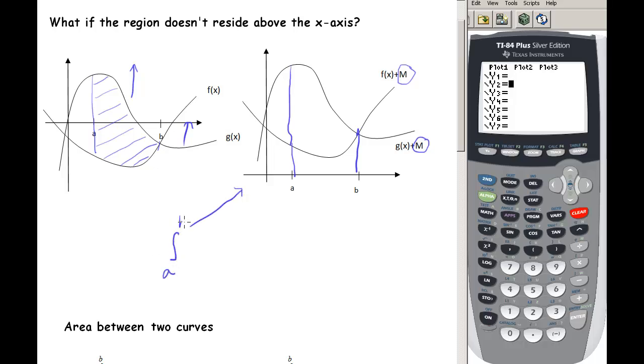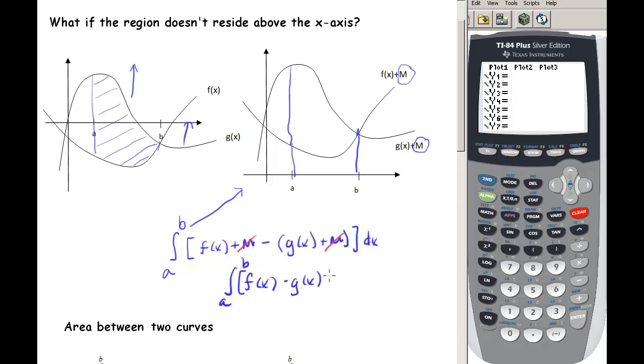This would be a to b. We're going to have f of x plus m, and then minus g of x plus m dx. And if you look here, when you combine like terms and distribute this negative sign here, we have a plus m and a minus m, and they cancel each other out. So we just end up with the integral from a to b of f of x minus g of x dx. So it's the top curve minus the bottom curve.